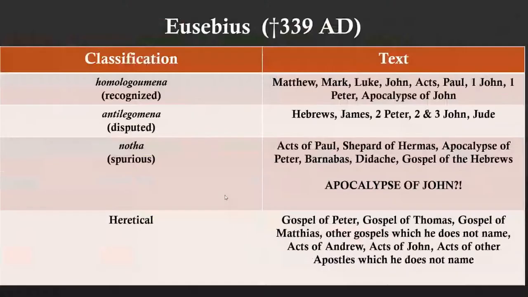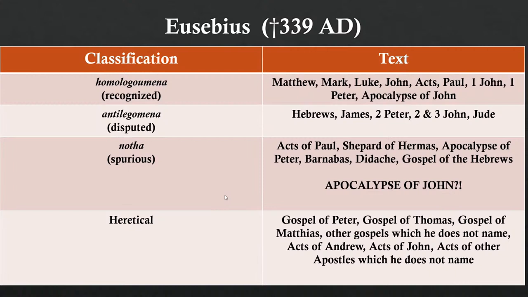Now we move into the fourth, with Eusebius. And he, most interestingly of all, does not just separate between authoritative and non-authoritative. He recognises four separate groupings, which he calls the recognised, the disputed, the spurious, and the heretical. In the recognised, he puts things that are quite important for those who want to justify the New Testament canon. Matthew, Mark, Luke, John, Acts, all of Paul, 1 John, 1 Peter, and Revelation.